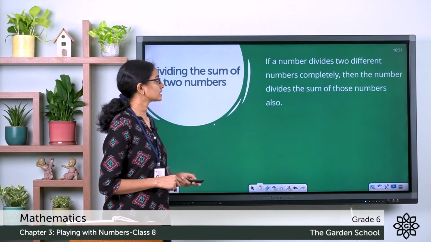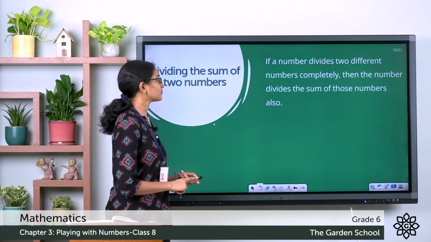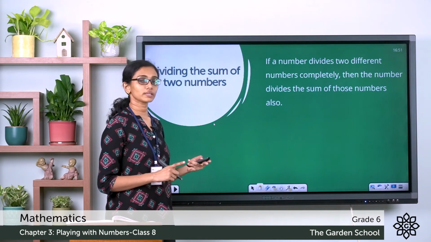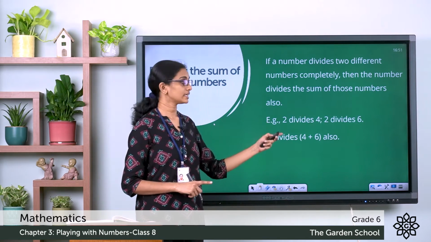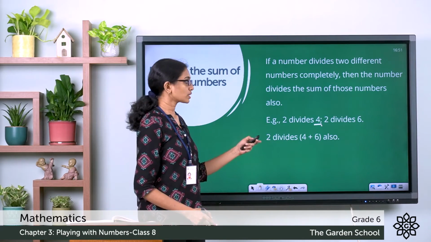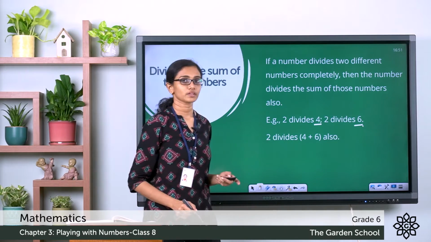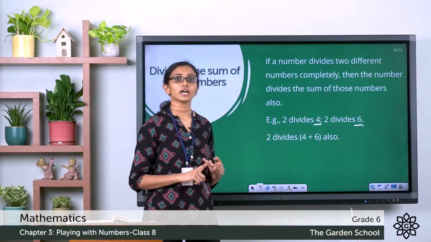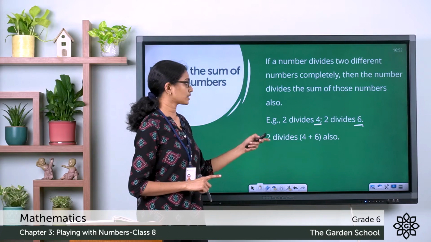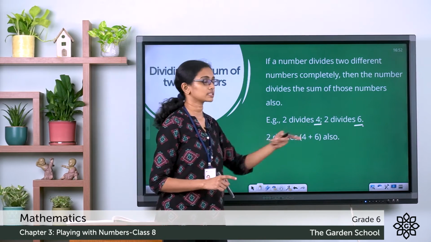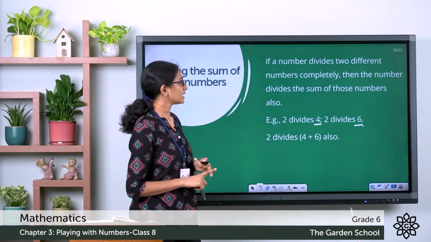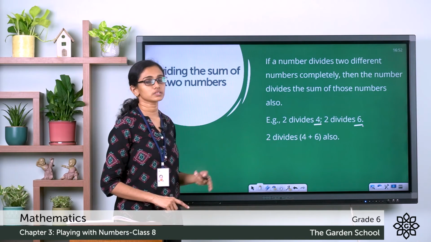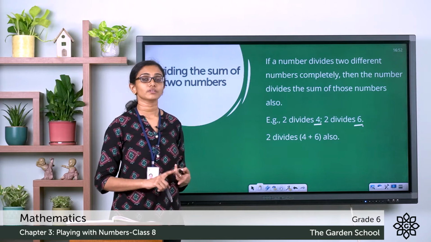Let's see the next rule. It says if a number divides two different numbers completely, then the number divides the sum of those numbers also. What does that mean? The number 2 divides the number 4 completely. 2 can also divide the number 6 completely. If 2 can divide 4 and 6 completely, then 2 can also divide the sum of 4 and 6 completely. That is, 2 can divide 10 also, which is the sum of 4 and 6. Is it clear now? So the rule states if a number divides two different numbers completely, then the number divides the sum of those numbers also.